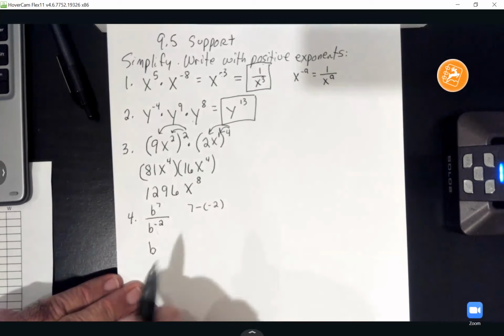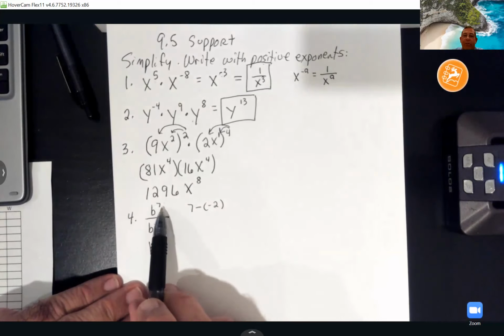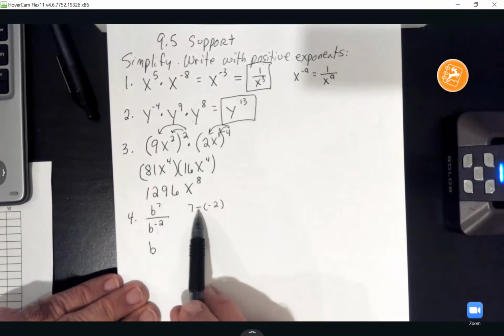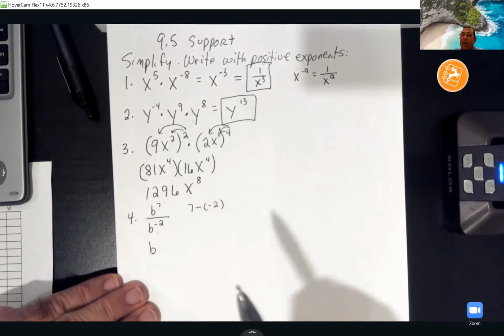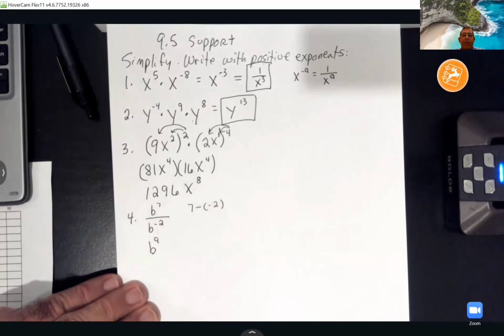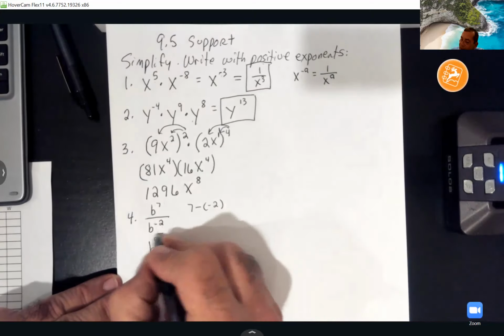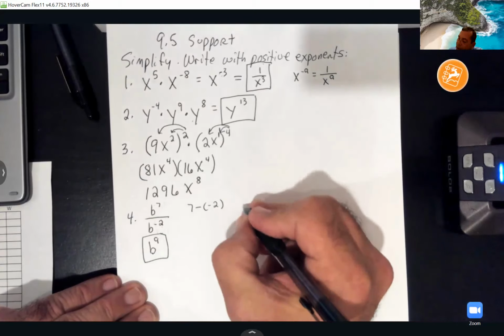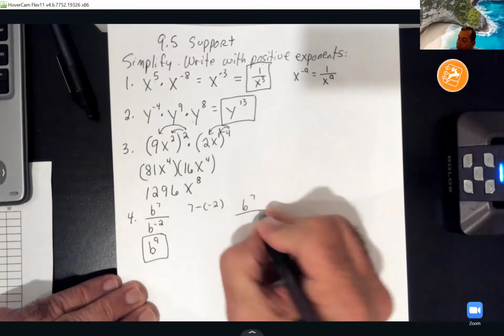Remember, you always take the top exponent and subtract the bottom. That would be 9, because them two negatives make that like a big old plus, right? So that way you get b to the 9th. Final answer.